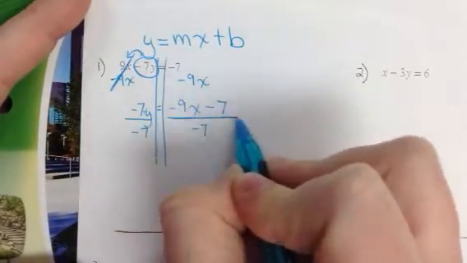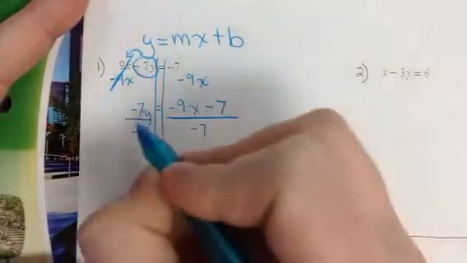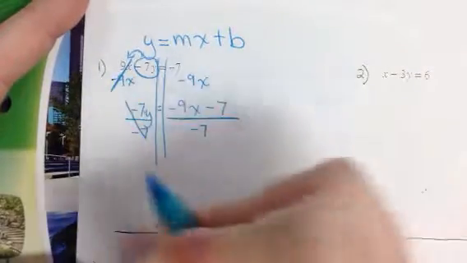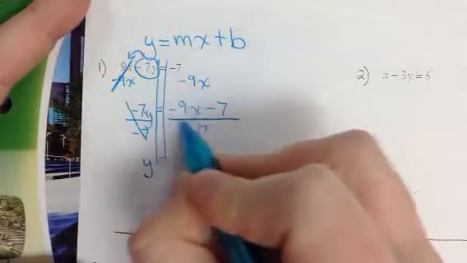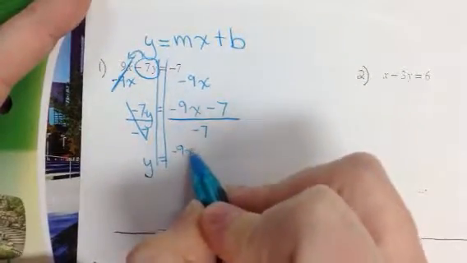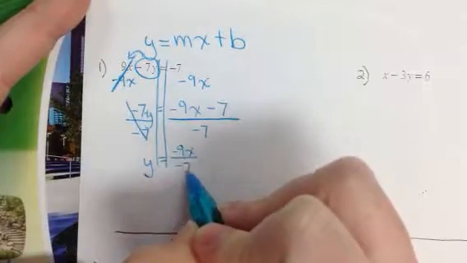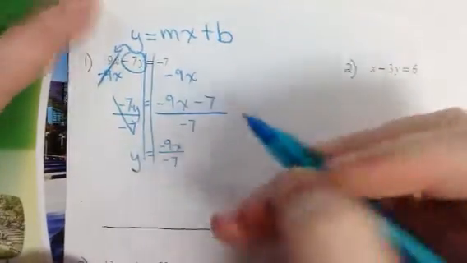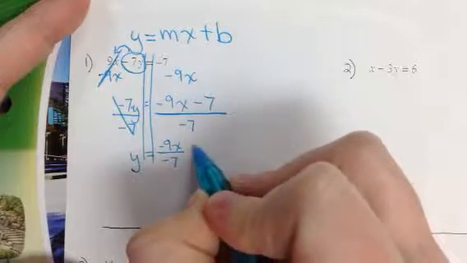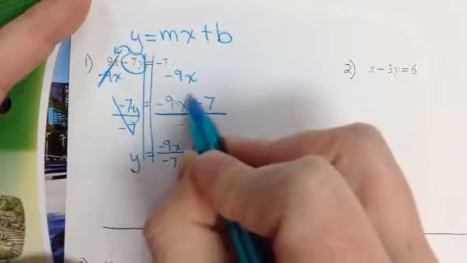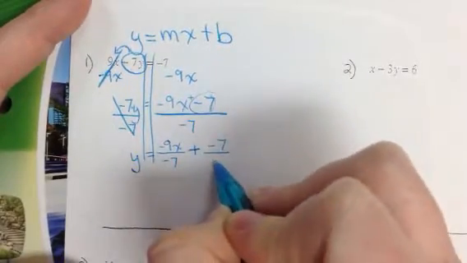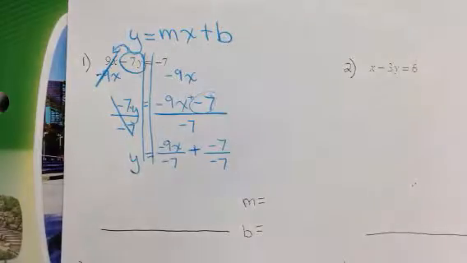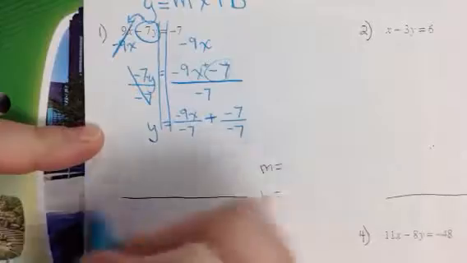Notice that this bar goes the whole way. -7 divided by -7 is just 1y. Now here I'm going to take this term, -9x, put it over -7. I'm going to put a plus because I'm going to separate this. Now I have the number -7 over -7. The last step is just going to be to reduce. So I'm going to write my final answer.